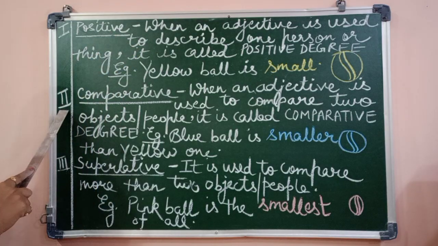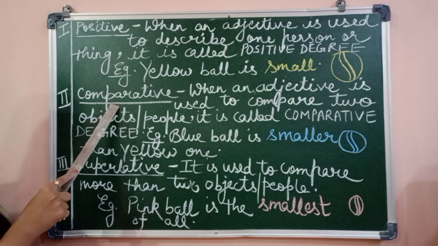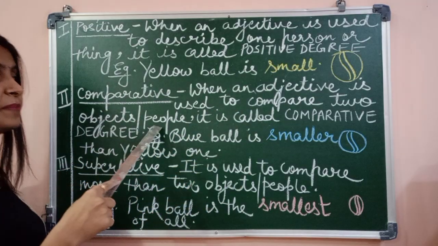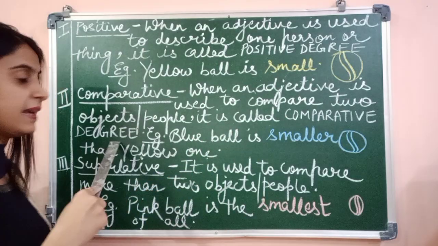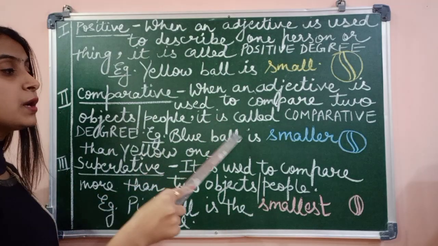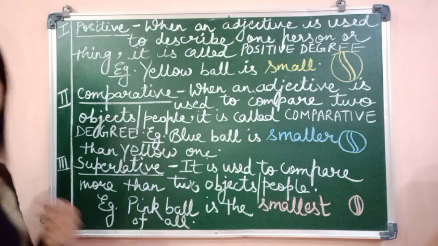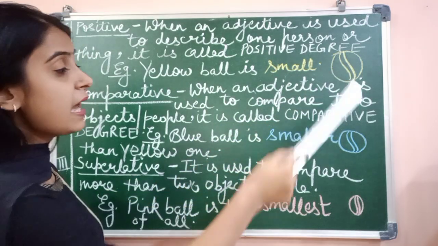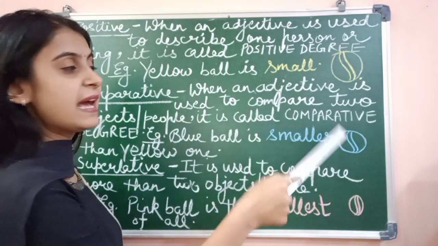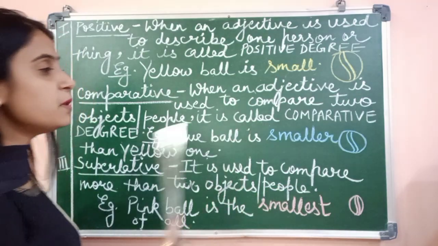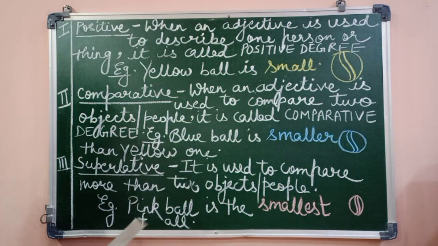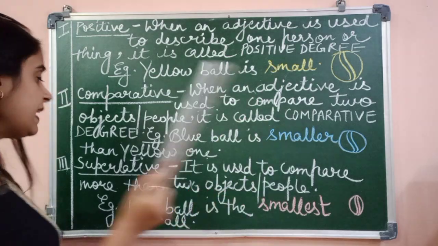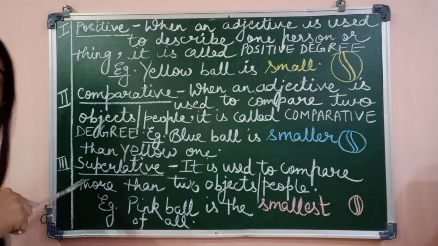Now second one is comparative degree. It says when an adjective is used to compare two objects or people, it is called comparative degree. For example, blue ball is smaller. Now you can visualize that yellow one was small and blue is smaller than the yellow one. Right? So I am using comparative degree for making comparison. So small, smaller.